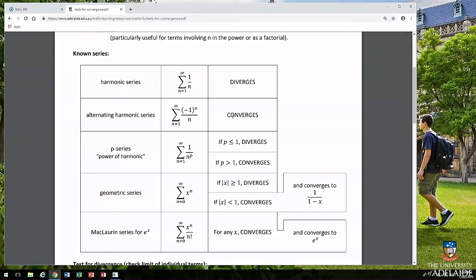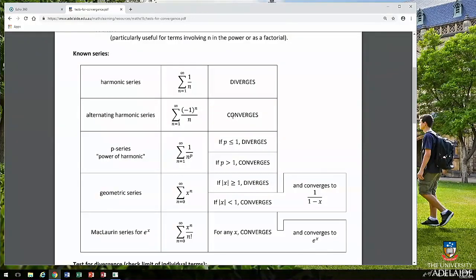The p series, which is 1 over n to the p. So note that the p is constant, it's always the same. So it'll be 1 over 1 squared, 1 over 2 squared, 1 over 3 squared, 1 over 4 squared, or 1 over 1 cubed, 1 over 2 cubed, 1 over 3 cubed, etc. It doesn't really matter what that p is, the p stays the same, but the number that is inside it changes. So that one converges depending on whether the power is more or less than 1.